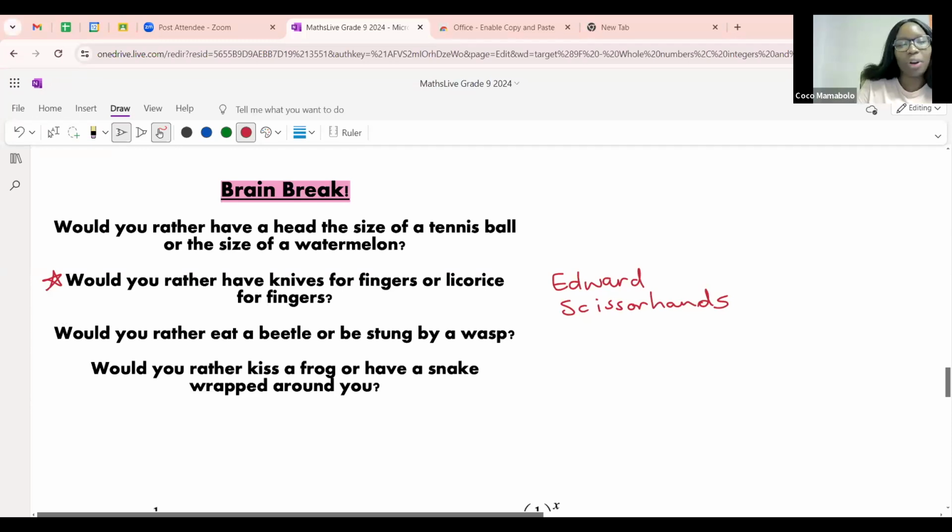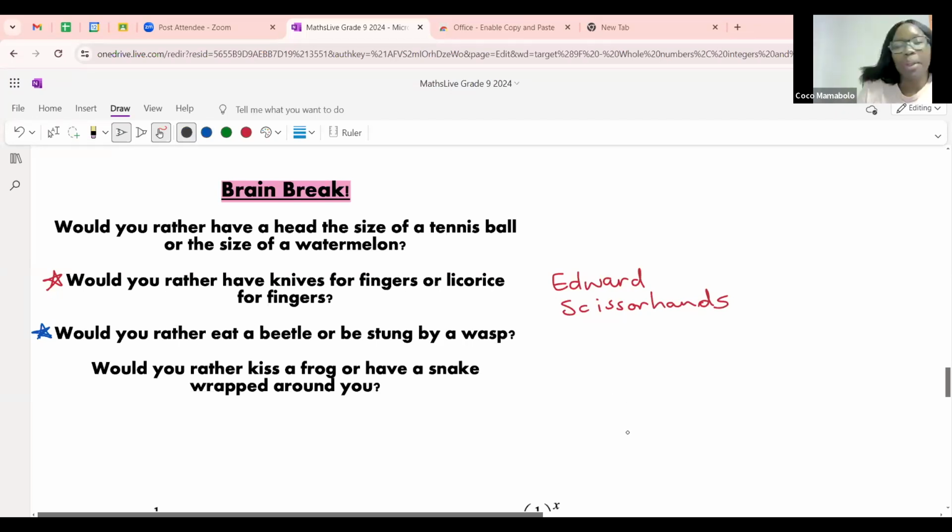Okay, let's try this one. Would you rather eat a beetle or be stung by a wasp? Which one would you choose? Eat a beetle. Okay, I'm gonna be completely honest. I would rather eat the bug. I'm not gonna lie, it won't taste nice. I can brush my teeth after, but you guys know, it's just one wasp.